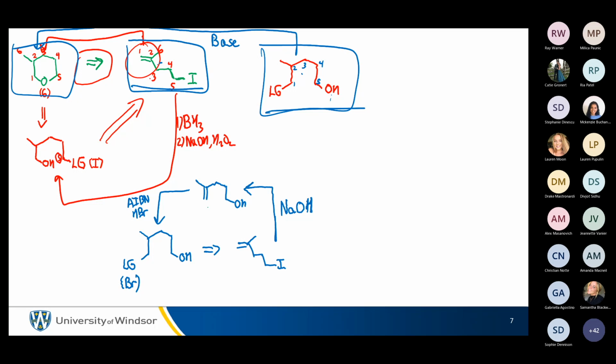generates that intermediate product with the double bond. Then we get rid of the double bond with AIBN and HBr. We get this leaving group OH, and then we can treat that with the base. We can close the ring and get our product.